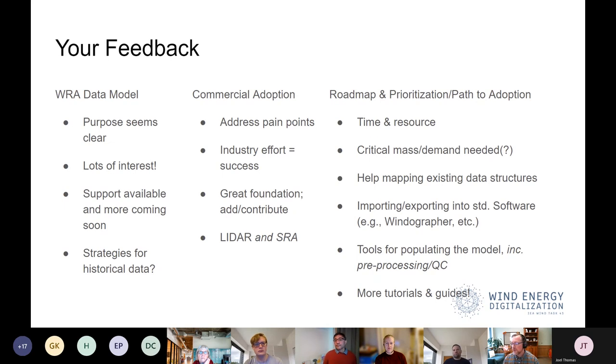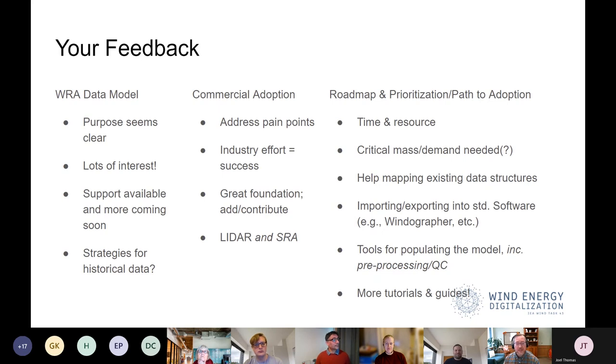So, final word, which I didn't put up here because I think it was stated in so many of the survey questions, it almost doesn't need to be in this slide: in terms of actual schema content, what coverage does the model itself provide? So apart from adoption, what can you do with it? Folks are asking for more with LiDAR, especially floating LiDAR. Scanning LiDAR came up as well. And maybe those doubters out there, have we really covered everything we need to for SRA? Let's find out. So more to come on that.